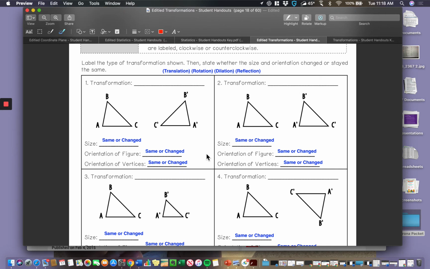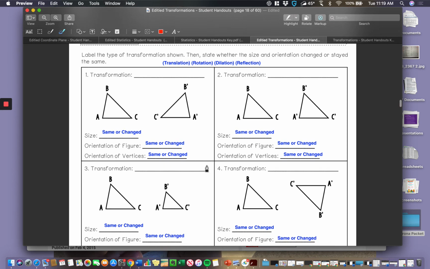Way too complicated, Alexa. If I were to give it a simple definition, the orientation is whether something stays the same or whether it changed. So if the shape stayed the same, the orientation of the figure is the same. If the shape of the figure changed, meaning it's in a different position, then you're going to write the orientation of the figure changed. So if the orientation of the figure is different, then you're going to need to tell me whether it is the same or if it changed.